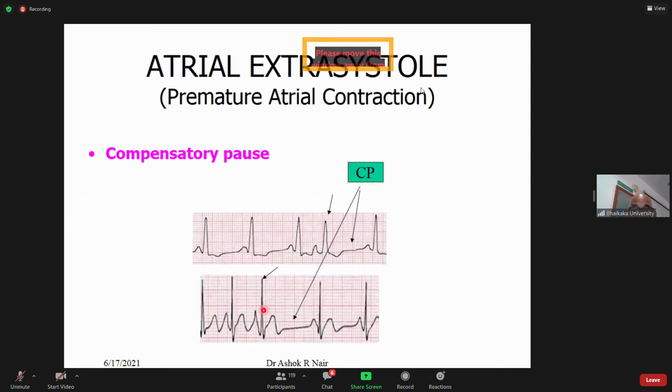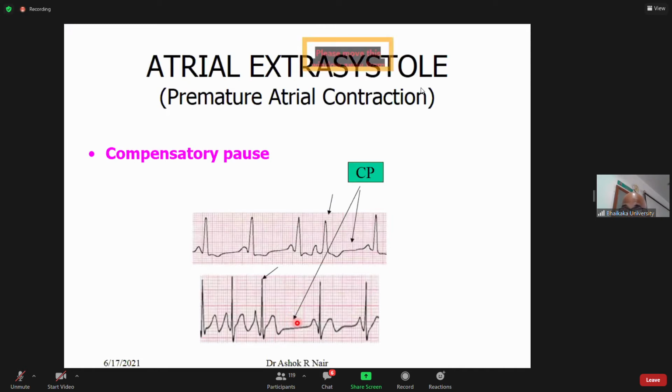You see, what happens is this beat has passed through, and during this, when the normal impulse from the SA node was supposed to enter, it was not able to enter. The next beat, which is the normal beat which was supposed to enter, arrived during the refractory period due to this ectopic beat. Hence, the normal impulse is not able to pass through.